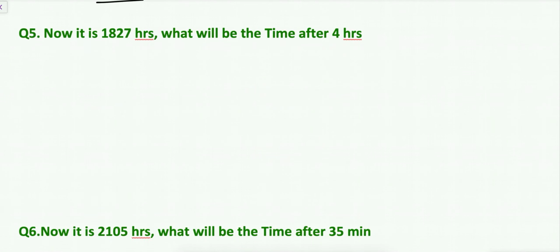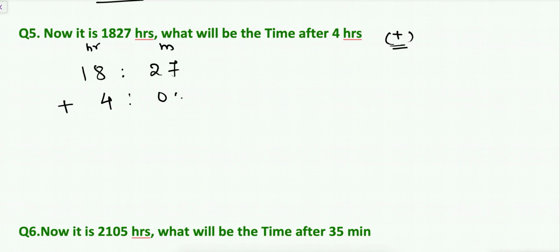Now it is 18:27. The current time is 18:27 hours. In this, 18 is the hour and 27 is the minute section. What will be the time after 4 hours? So to get the time after 4 hours we need to add. So we will add 4 in the hour section and minutes here is 0. So it will be 27, and this is 12 and 1, 22.